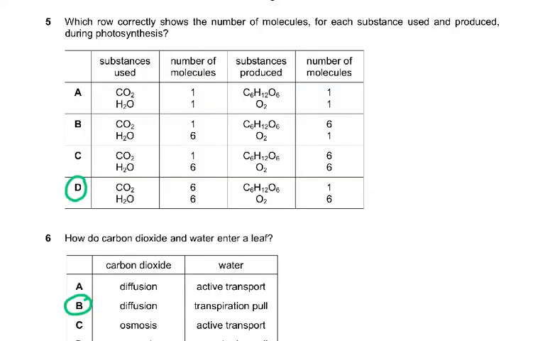Coming on to question 5, which row correctly shows the number of molecules for each substance used and produced during photosynthesis? So 6CO2 plus 6H2O gives you 1C6H12O6 and 6O2. Of course, if you knew the equation, you could do this. Everybody needs to remember the equation for photosynthesis, which is the chemical equation for photosynthesis. Then coming on to question number 6.